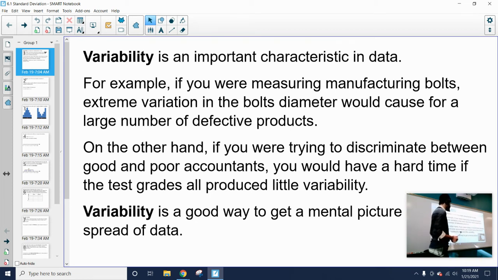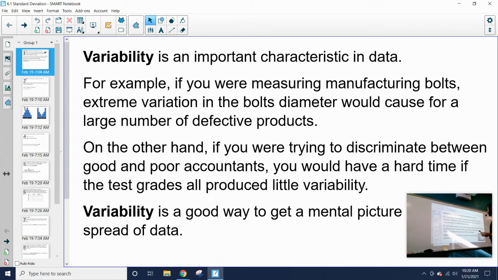So variability is an important characteristic in data, and essentially it represents how widely spread or how ranged your data is. For example, if you were measuring manufacturing bolts, extreme variation in the bolt's diameter would cause a large number of defects. If you're getting a lot of bolts that are wider than what is needed, you're going to have some loose bolts and a lot of defects. So the more variability that occurs with these manufacturing bolts could cause a lot of problems.